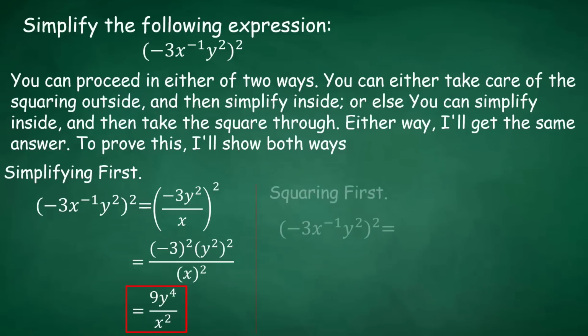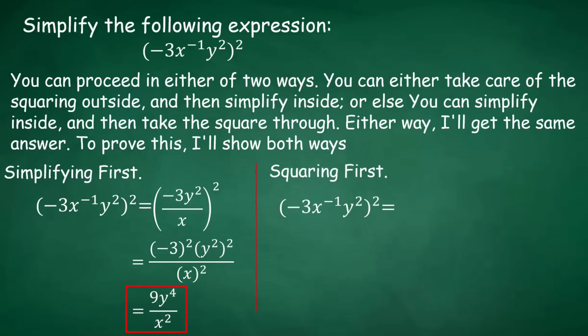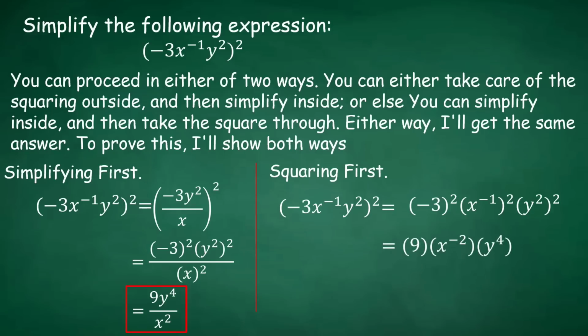The other way is squaring first. By the distribution property of multiplying the power. The new expression is negative 3 raised to the power of 2, x raised to the power of negative 1 and raised to the power of 2, y squared raised to the power of 2. And simplify. Negative 3 raised to the power of 2 is 9. The power of negative 1 times 2 becomes x raised to the power of negative 2, since negative 1 times 2 is equal to negative 2. And y squared raised to the power of 2 becomes y raised to the power of 4.